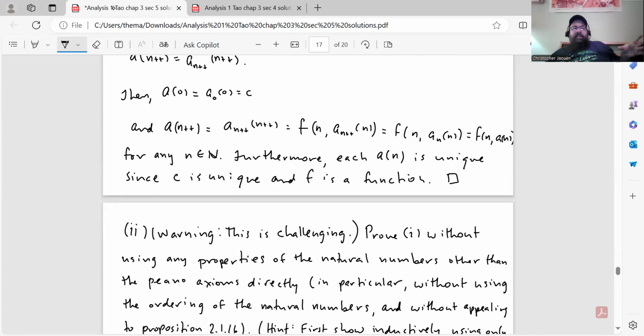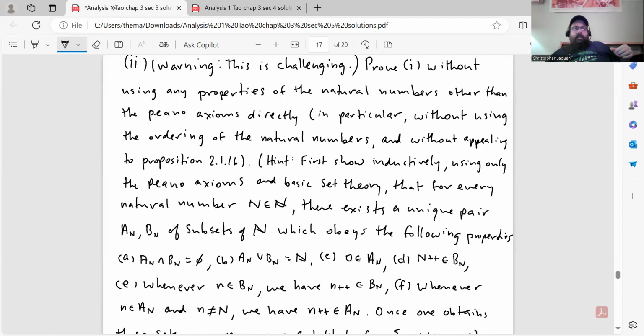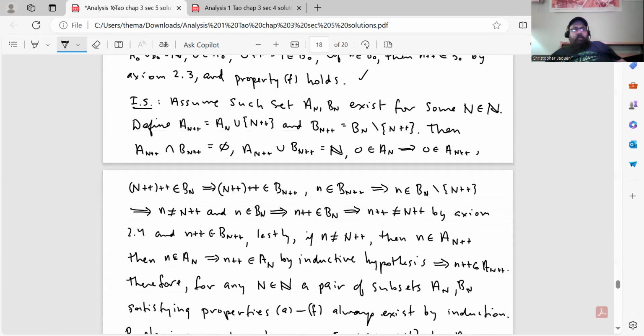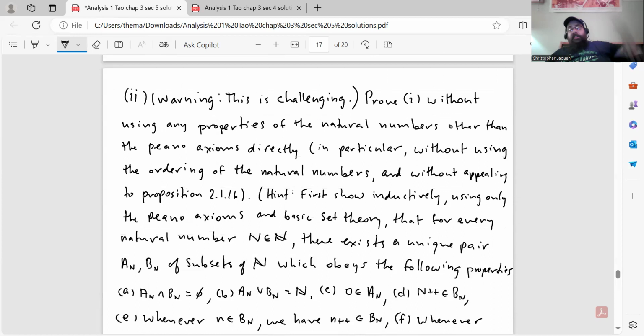part one. In part two, he gives a warning. He says this is challenging. I'm not sure why he says that, unless maybe I did something wrong here, but this part seemed easy compared to part one. So I don't know. Maybe it depends on who's doing it, but he gives a warning here that part two is challenging. So let's actually read it out, and then I'll show you my proof.